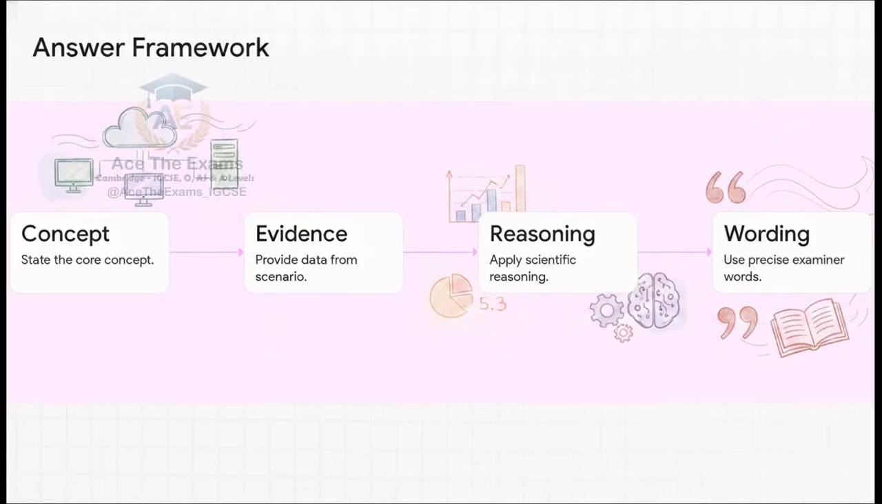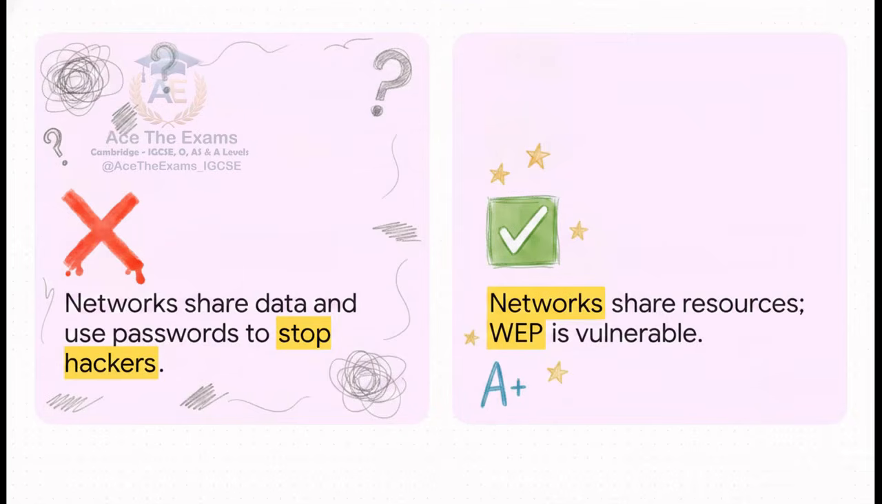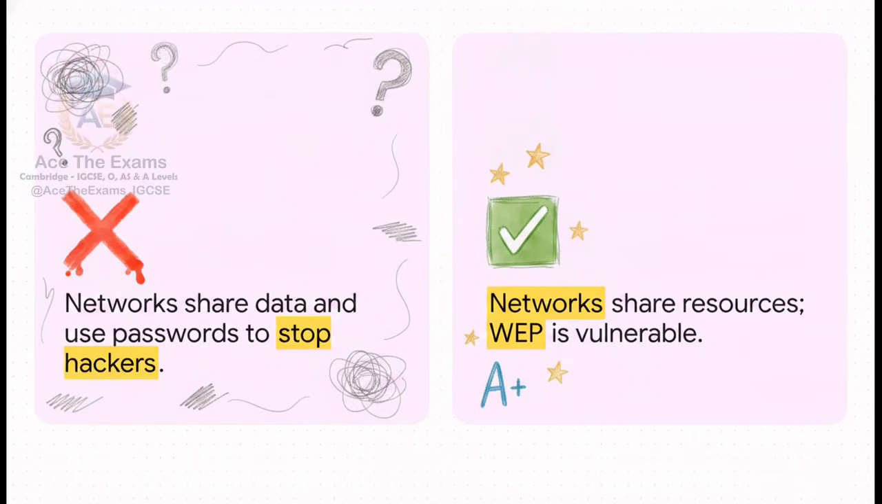Never, ever use generic nouns. Always tie your answer back to the very specific constraints of the question. Let's actually see this in the real world. Notice how a top-band answer drops the generic nouns and implements exact technical constraints. Look at the flawed answer. Networks share data and use passwords to stop hackers. It's vague, it's conversational, and it earns 0 marks.